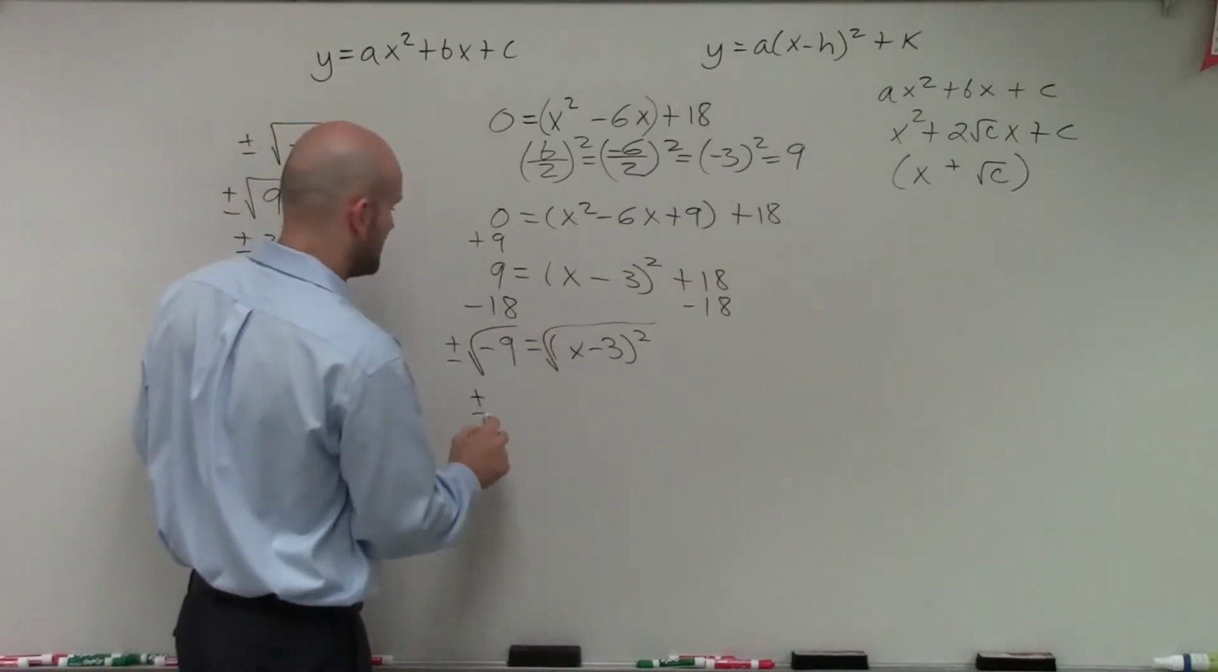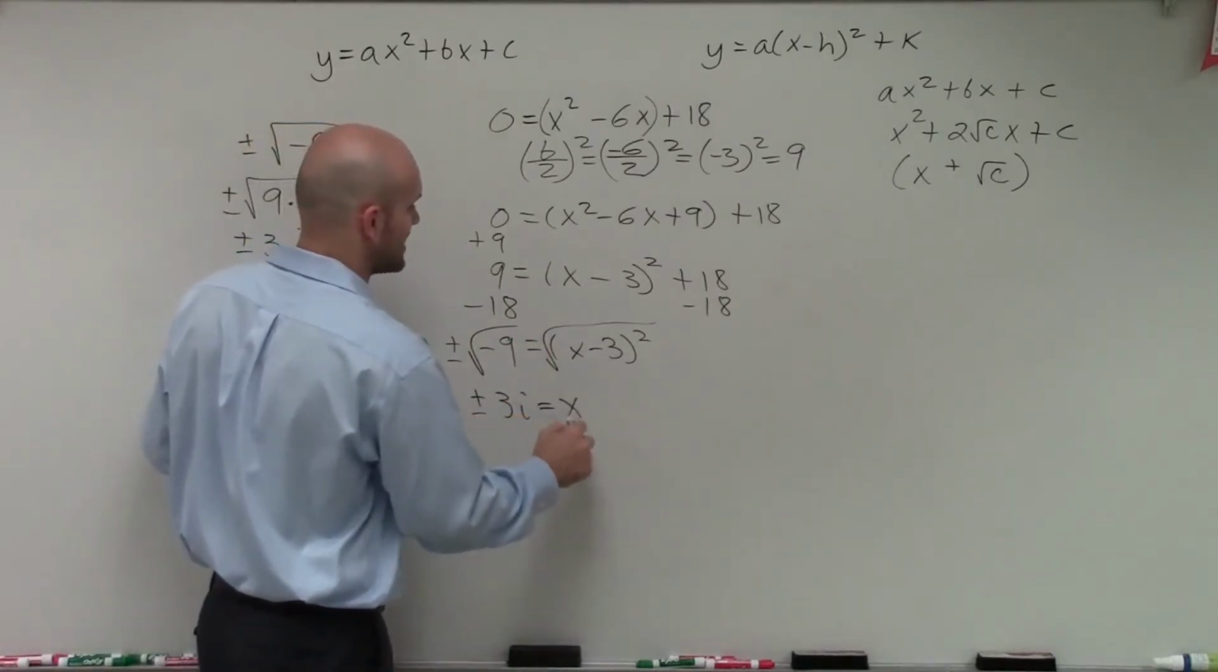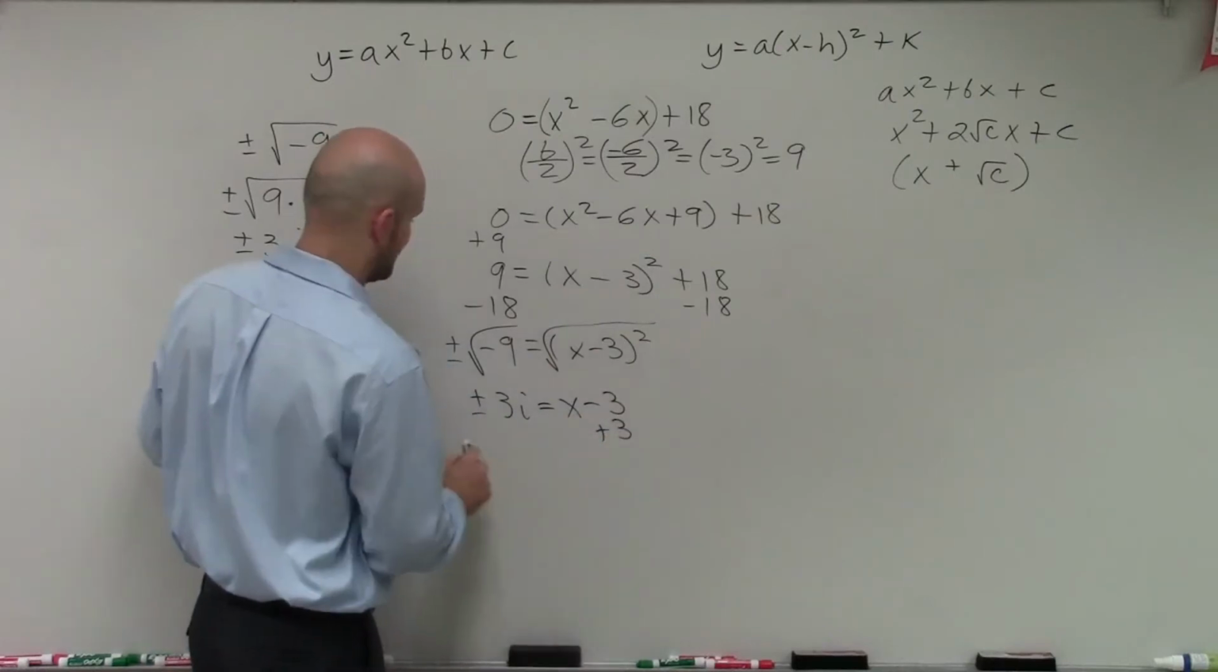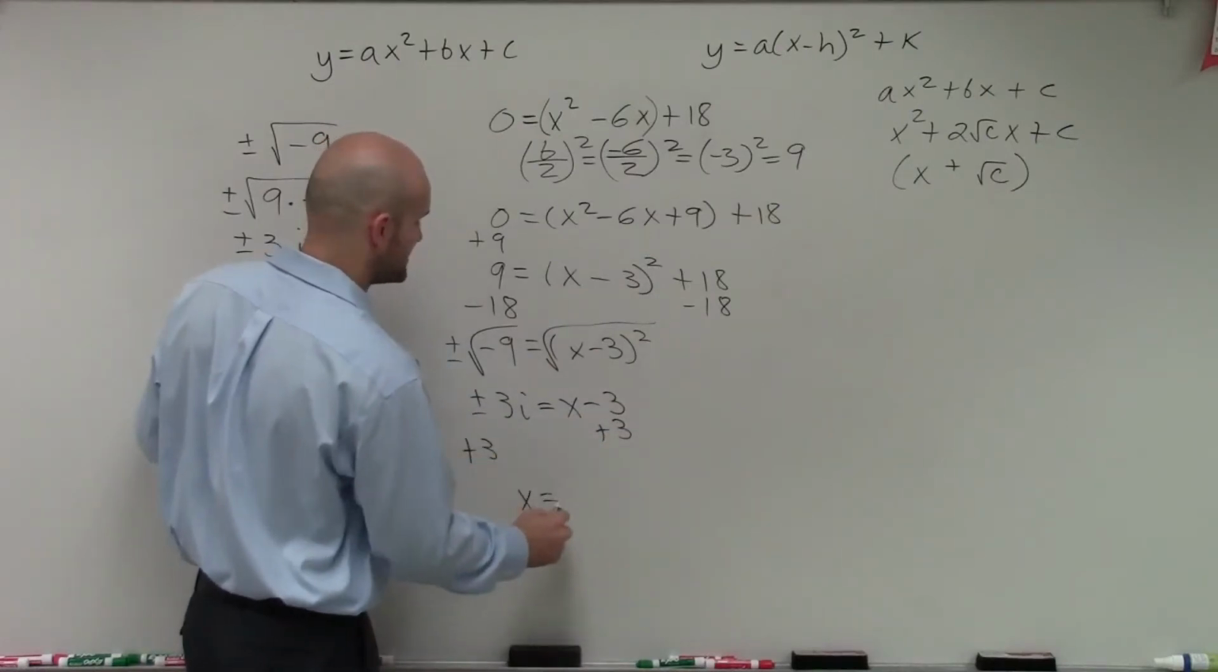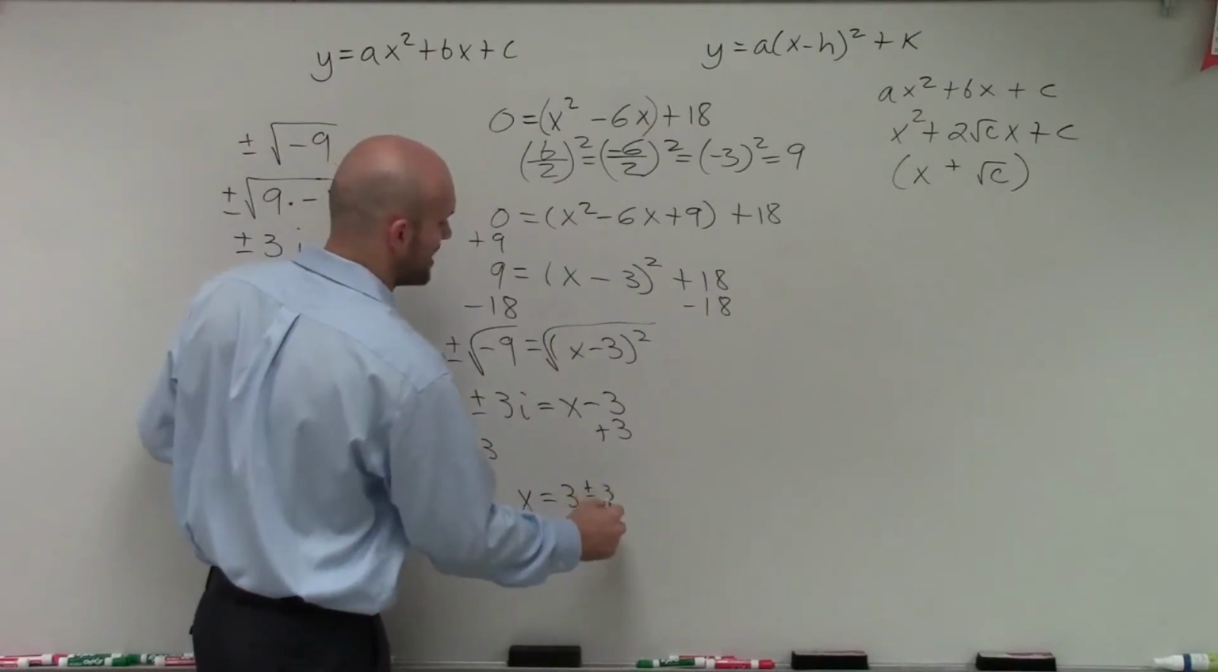So therefore, I have plus or minus 3i equals x minus 3. Add 3 to the other side. And therefore, my final answer is x equals 3 plus or minus 3i.